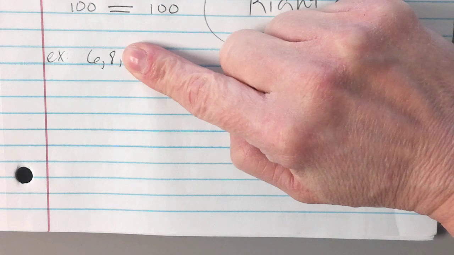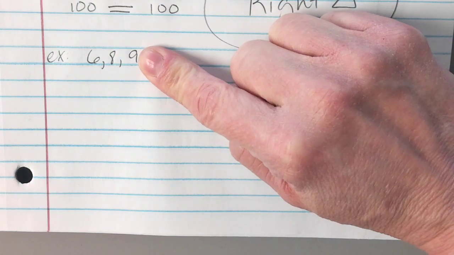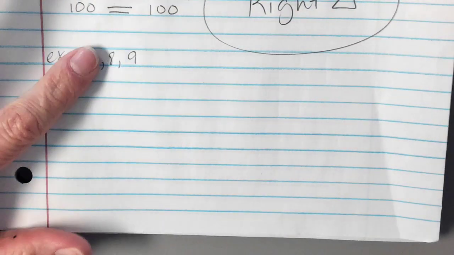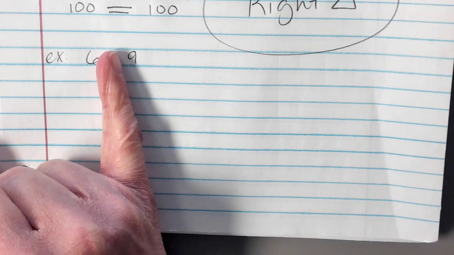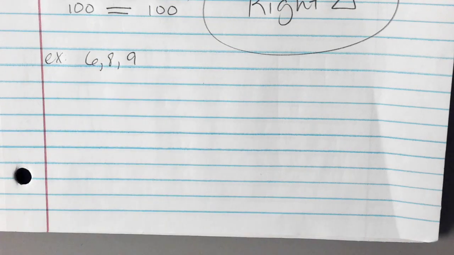Well, 6 plus 8, that's 14. That's more than the number that I hid. 8 plus 9, that's 17. That's more than the number that I hid. 6 plus 9, that's 15. Yeah, we're good. Okay, so it is a triangle.